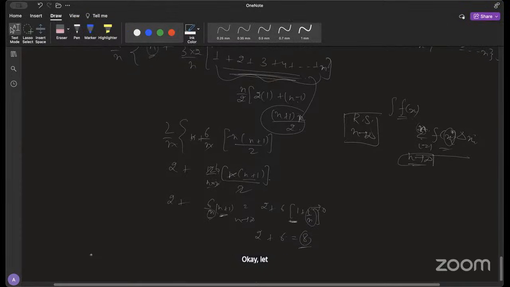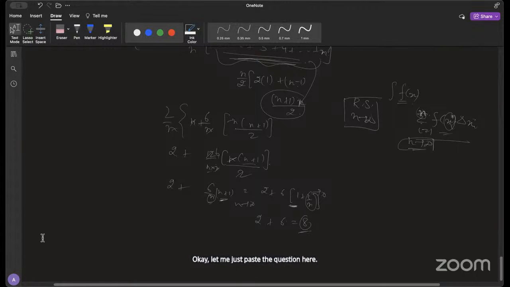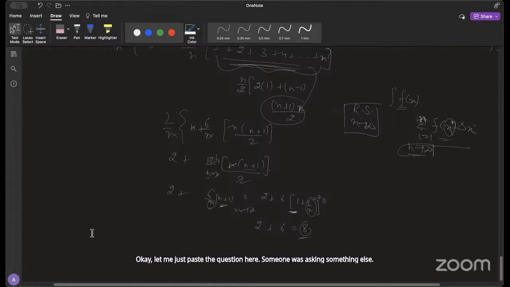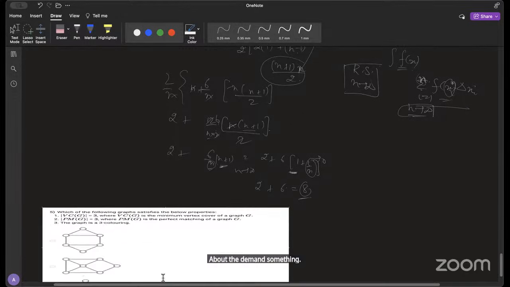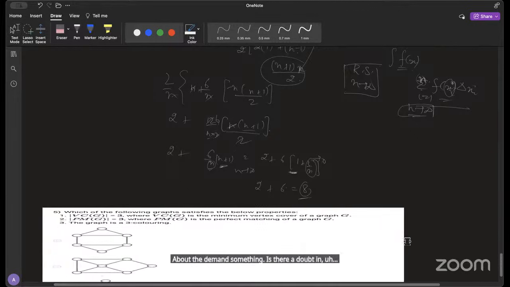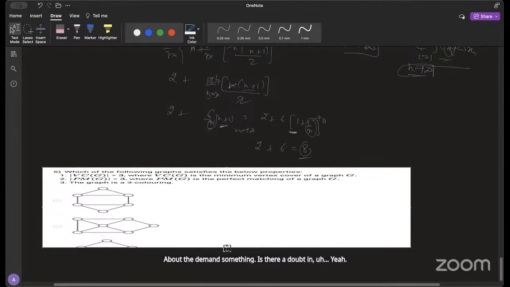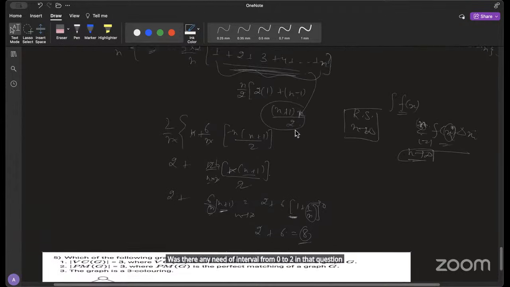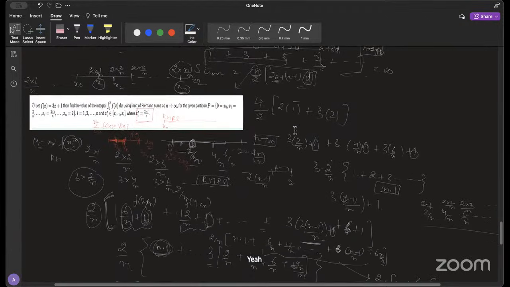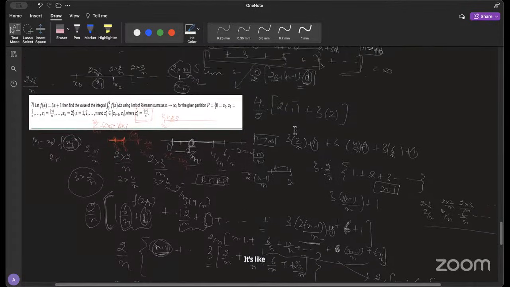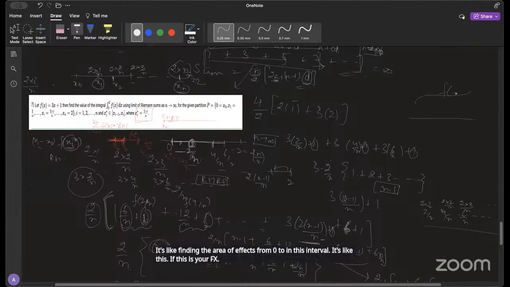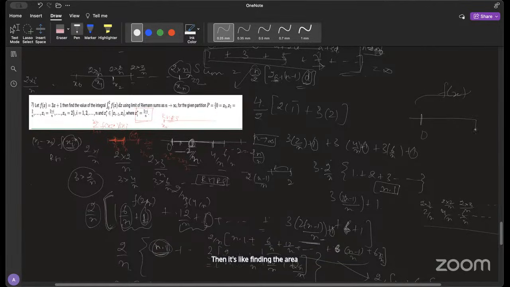Okay, let me paste the question here. Someone was asking something else about the Riemann sum: was there any need of the interval from 0 to 2 in the previous question? Yes, if you change the interval, the answer would change. It's like finding the area of f(x) from 0 to 2. If you change this interval, then obviously the answer is going to change.